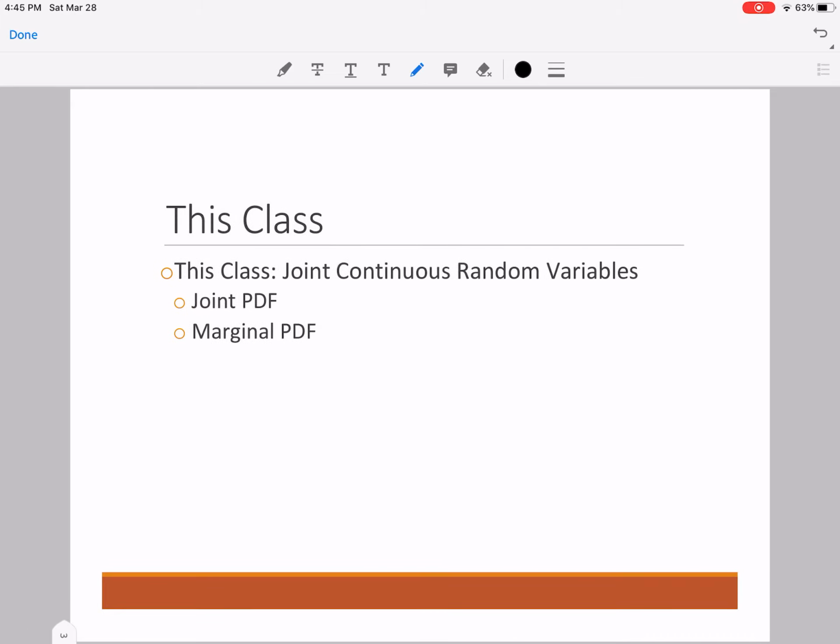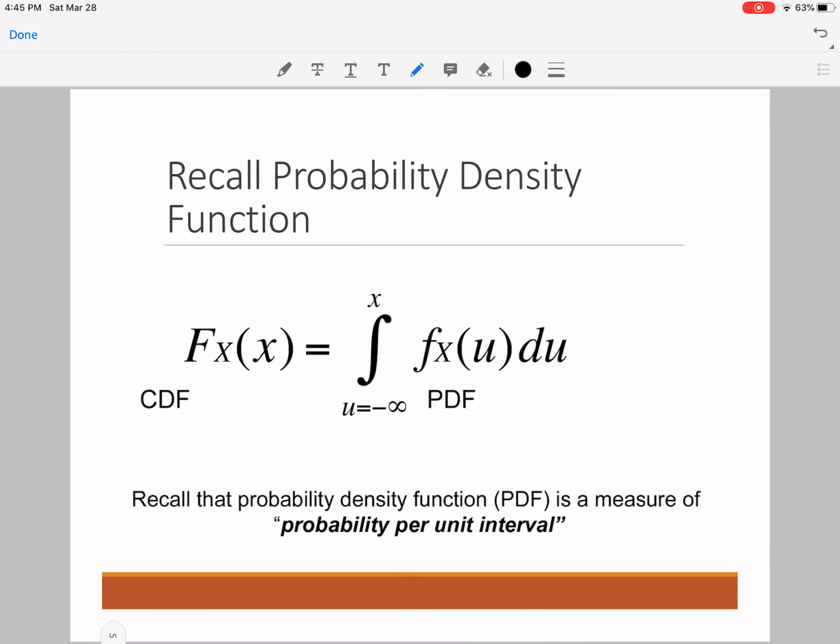So let's talk about this class's agenda, which is joint PDF and marginal PDF. Recall that the cumulative distribution function of a continuous random variable is given by capital F of x, which is obtained using the probability density function, small f of x, by integrating the PDF from -infinity to x.